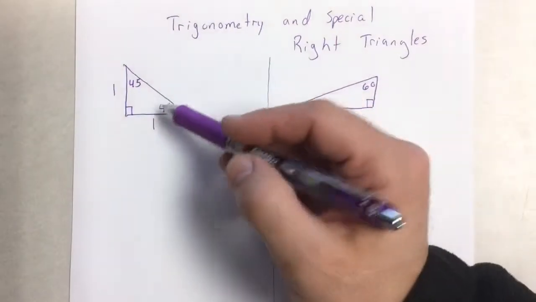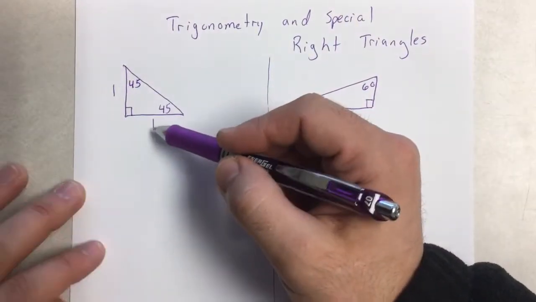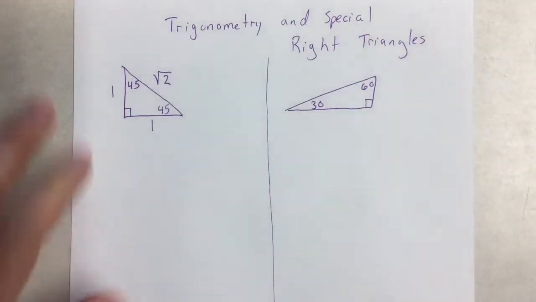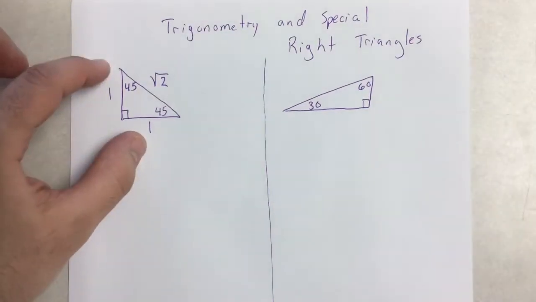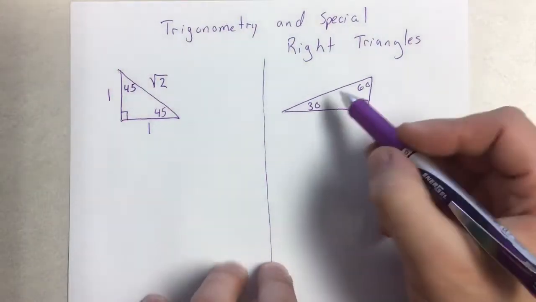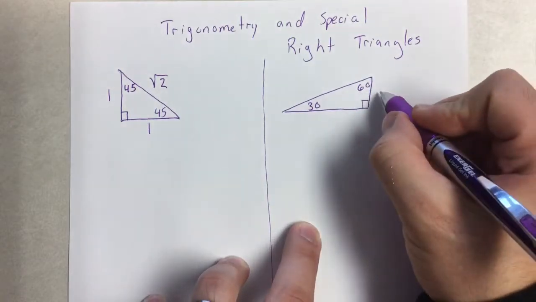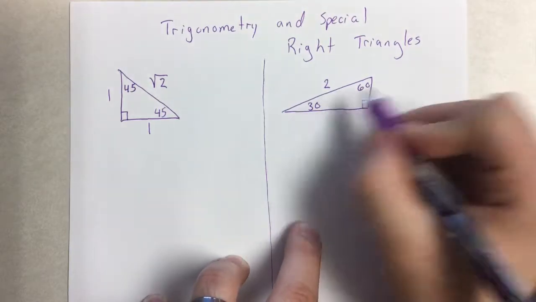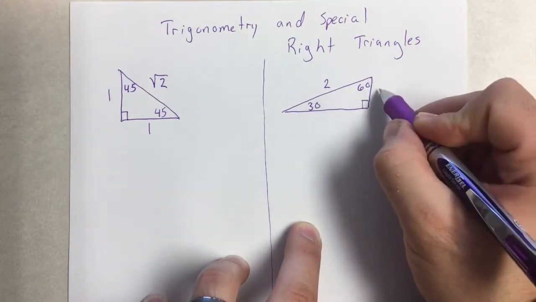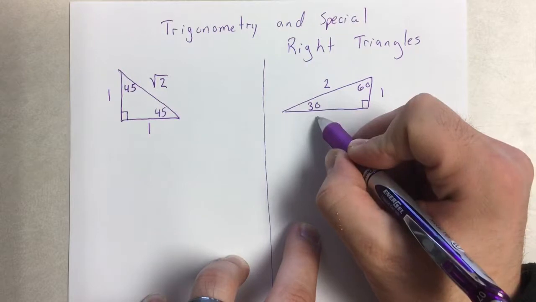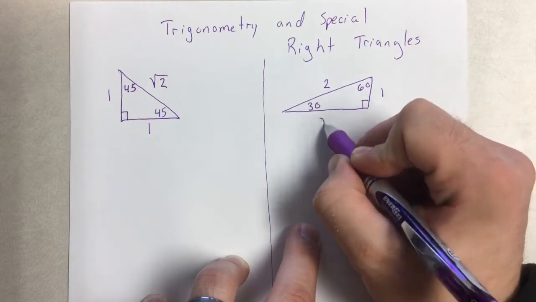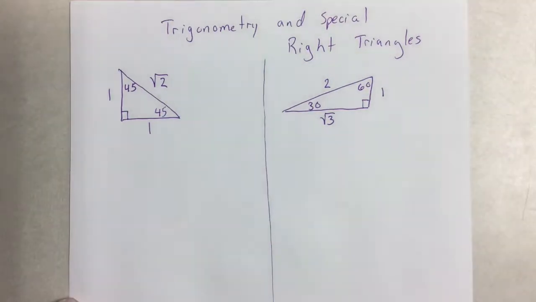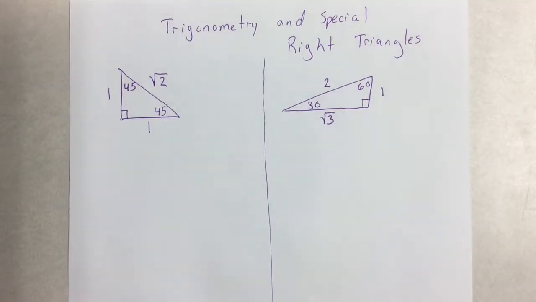The uniqueness of this triangle is that when the legs are 1, the hypotenuse will always be the square root of 2. That's why we consider it to be special. And then the uniqueness of this 30-60-90 triangle is when the hypotenuse is 2, the side opposite of the 30 degrees is going to be 1, and then our side adjacent to the 30 is going to be square root of 3. Always.